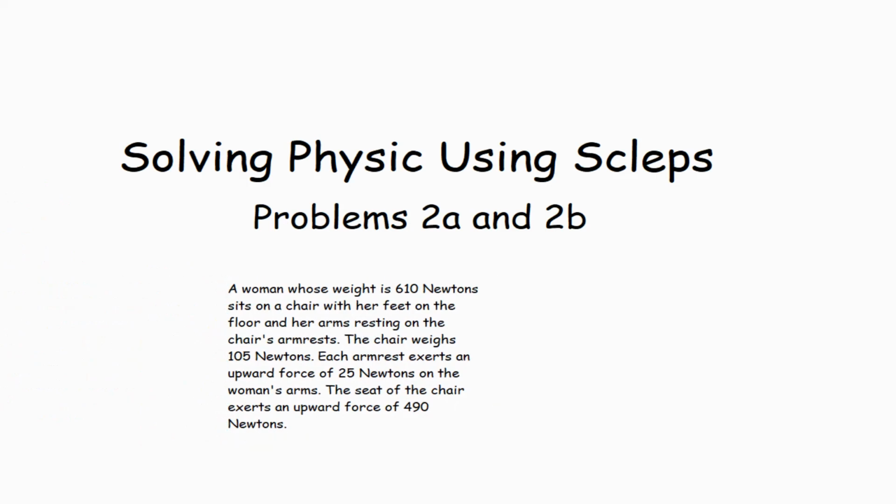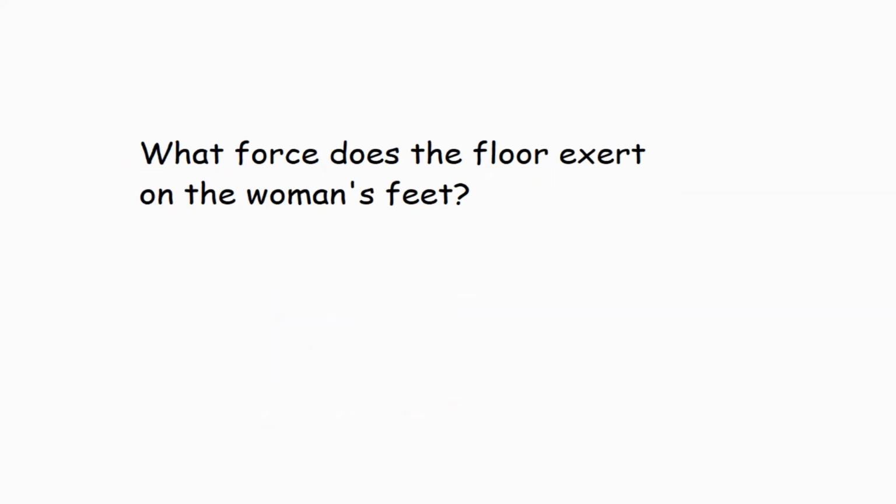A woman whose weight is 610 newtons sits on a chair with her feet on the floor and her arms resting on the chair's armrests. The chair weighs 105 newtons. Each armrest exerts an upward force of 25 newtons on the woman's arms. The seat of the chair exerts an upward force of 490 newtons. First question, what force does the floor exert on the woman's feet?